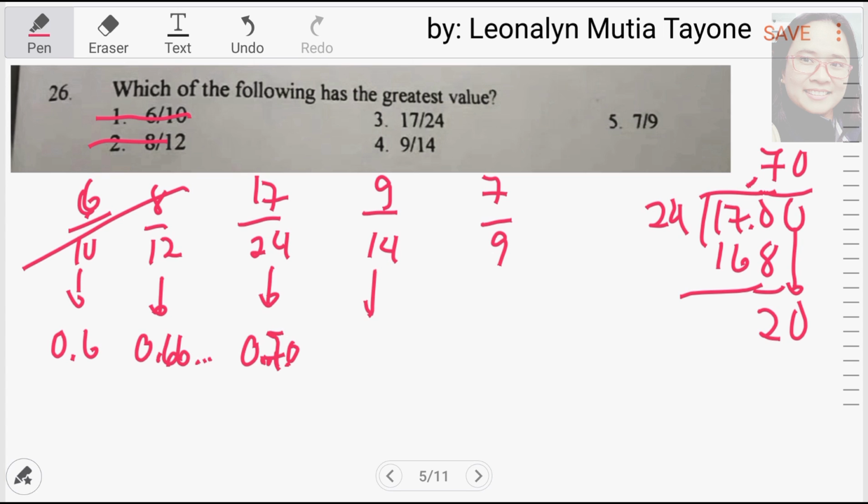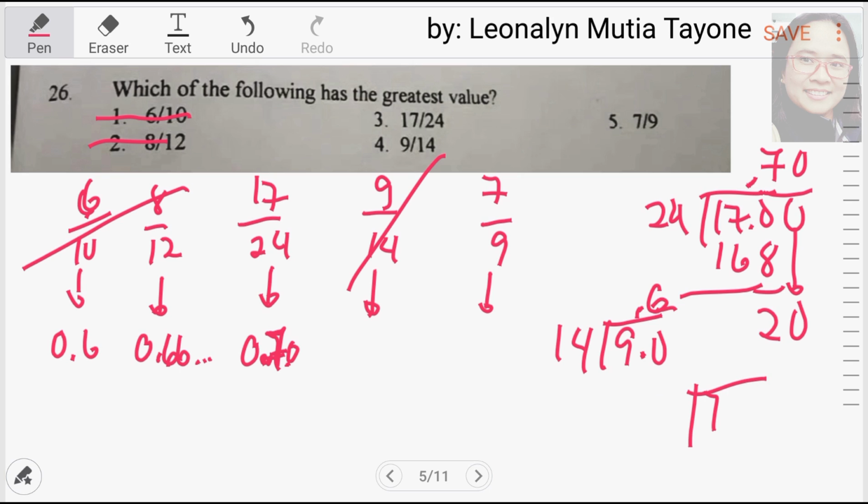Next, itong 9 over 14. So, maglagdag ka ng isang decimal dyan, ilan bang 14 sa 90? So, 6. Eliminate mo na yan, kasi maghahanap tayo ng more than sa 0.7. Itong 7 divided by 9. So, magdagdag ka ng isa pang 0. Yung decimal mo, ilagay mo dyan.